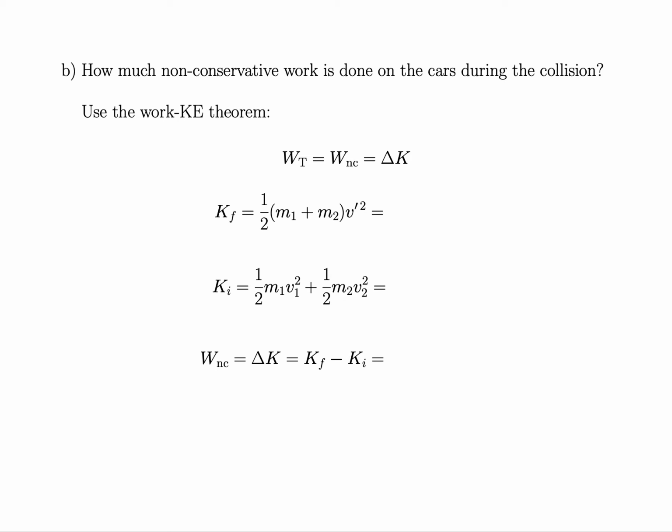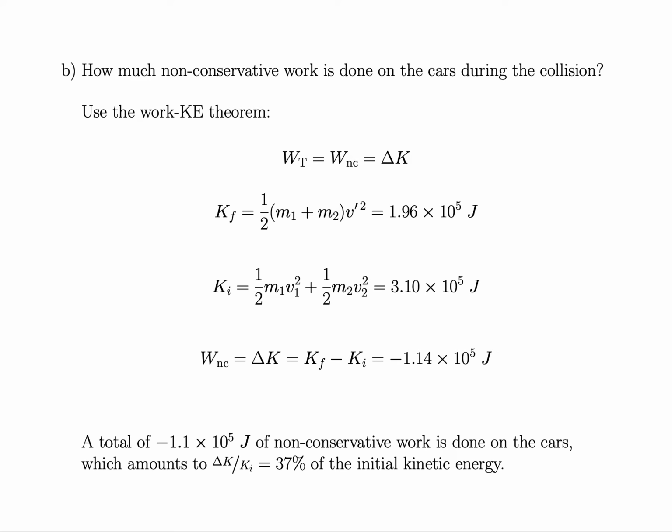In any case, you could have paused the video here and calculated numbers to check my work, but here's what I get. So the answer to this question is the total amount of non-conservative work is negative 1.1 times 10 to the 5th joules. So to put that 1.1 times 10 to the 5th joules of non-conservative work into context, it's interesting to compare that to how much kinetic energy was present in the system at the beginning. So I made the ratio, the work done, delta K, divided by the initial kinetic energy that was present. And you find that that's 37%.